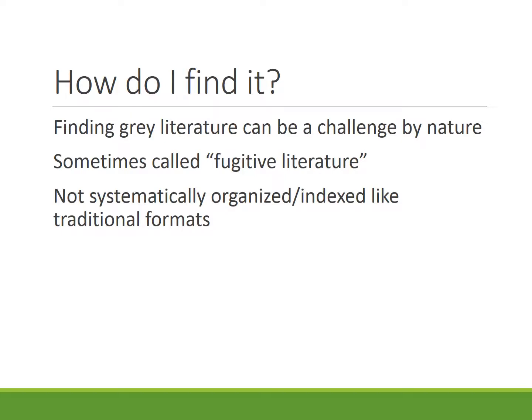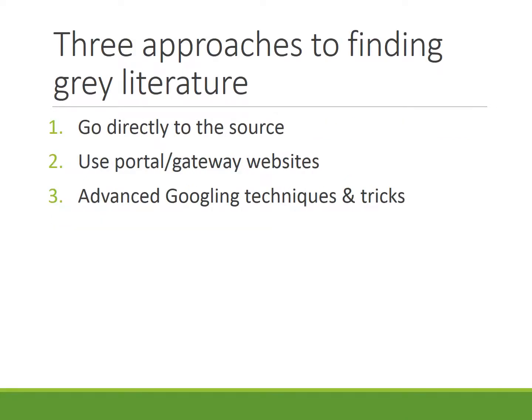Finding gray literature can be challenging because of its very nature. Since it doesn't come from traditional commercial publishers, it's not neatly organized and indexed like those journals and books are. In fact, it's sometimes called fugitive literature because it can be hard to find. These are the three methods that I recommend you use to find gray literature. First, going directly to the source, then using portal or gateway websites, and finally, using what I call advanced Googling techniques.